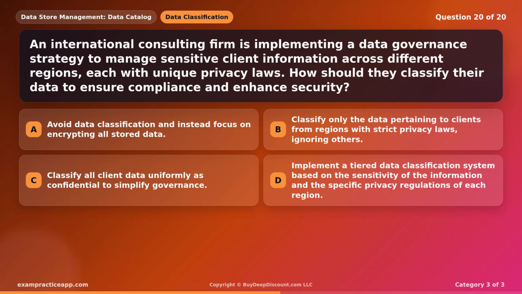The correct answer is option D, implement a tiered data classification system based on the sensitivity of the information and the specific privacy regulations of each region. Explanation. The consulting firm should adopt a tiered data classification system that aligns with the sensitivity of the information and considers the specific privacy regulations of each region where they operate. This approach allows for nuanced security measures that are tailored to protect client information effectively while ensuring compliance with regional privacy laws.